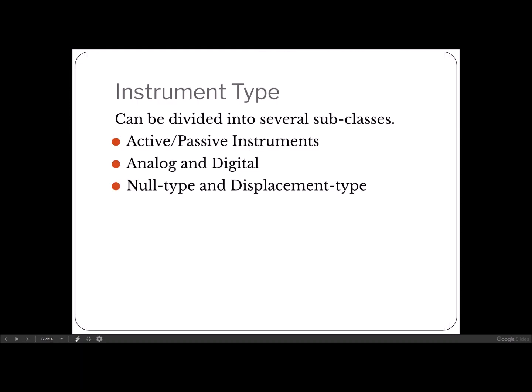In general, we can classify measurement devices into different classes depending on a few points of view. The first one, we can classify measurement devices based on the active and passive property, whether it is analog or digital, and whether it is classified as a null type or displacement type. We will discuss these in the next few slides.